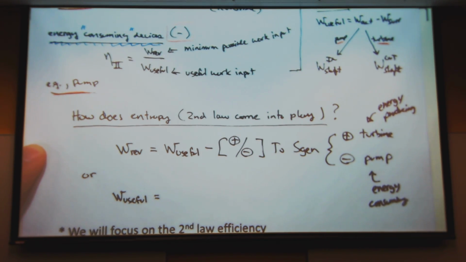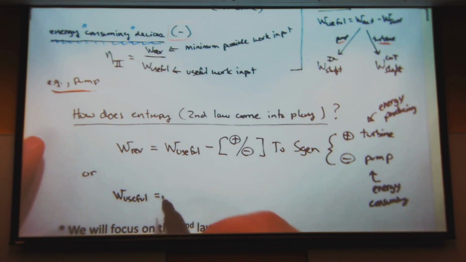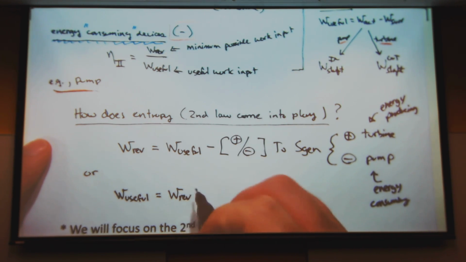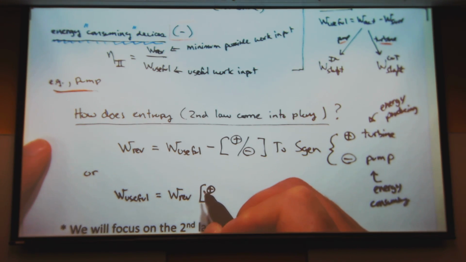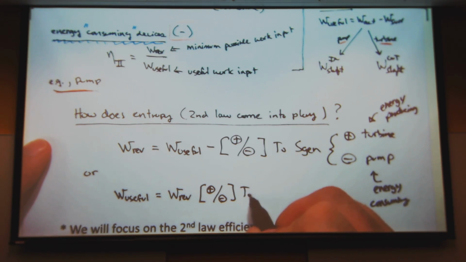Okay? Another way to write this is, I guess I could say work reversible, and then I could say plus minus T naught S gen. Okay.